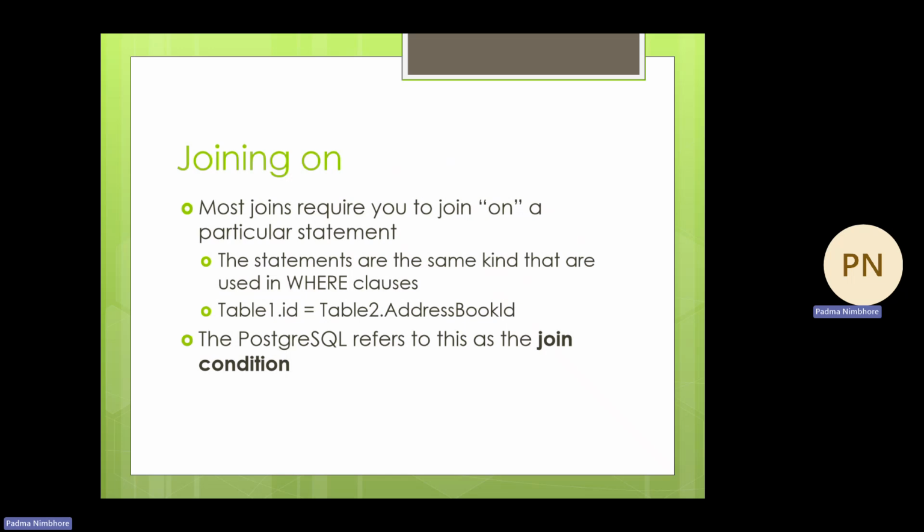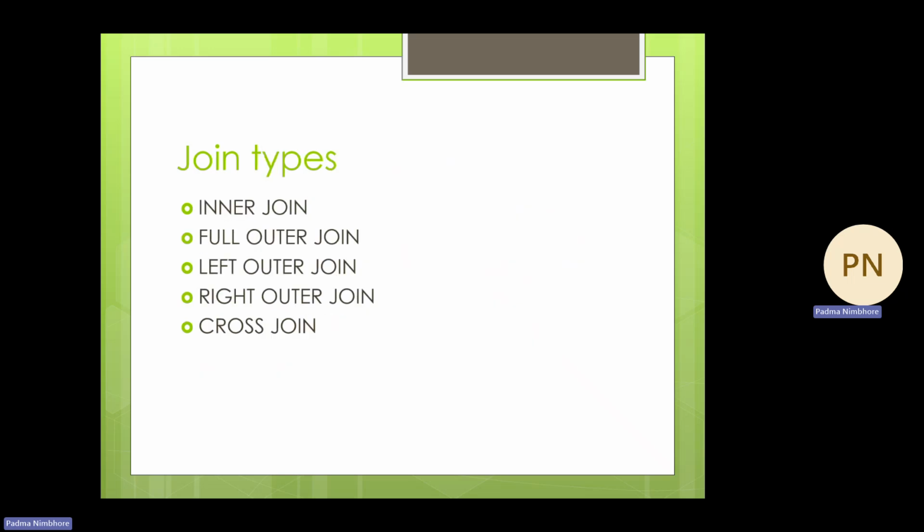like the different kinds of operations that we have already learned in the previous sessions. Most joins require a join on a particular statement, and the statements are of the same kind as those in the where clause: table1.id, table2.address_id, and PostgreSQL refers to this as a join condition. There are some types we have already learned in the previous session, and here we are going to learn with some SQL queries and Venn diagrams.